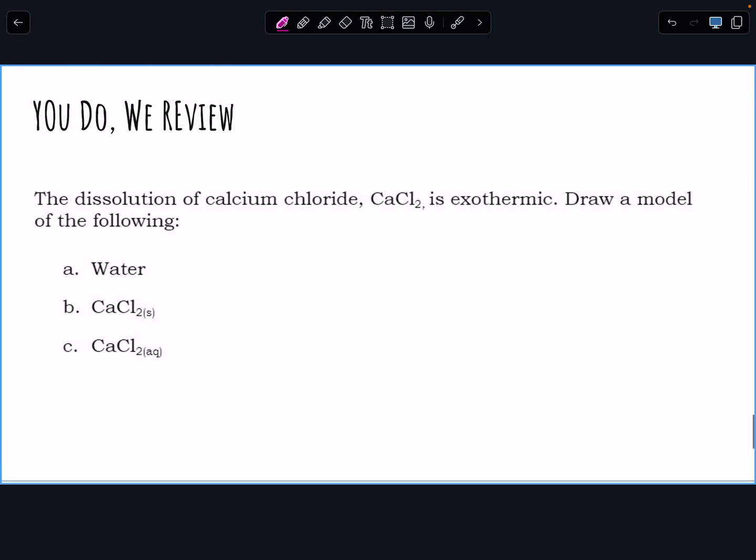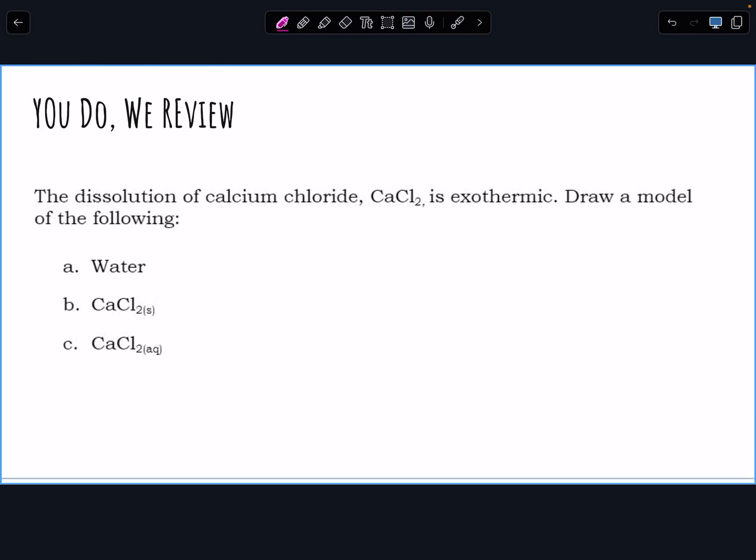You can shoot me an email. You can shoot me a message on Canvas, and I will get back to you if you have any questions on it. And again, we'll go over it on Monday to make sure you understand it. Go ahead and do this You Do We review. After you've completed it, you can scan the QR code and see the answer. It's walked through very nicely with really pretty drawings that are much better than my artistic ability. And then you can work on the You Do's.